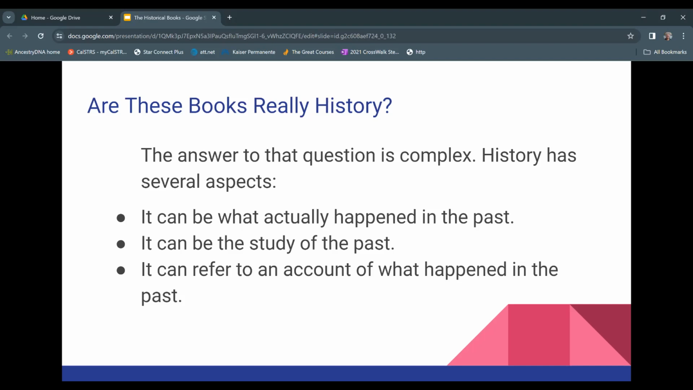When we look at history, we can say, is it really something that happened? Is it an actual event from the past? Or we can look at history and say, well, we're just reading this history book, we're studying it, we pick out a certain event, maybe we do a little research on it, and that's our history. And then we can refer to an account of what happened in the past, based on reliable sources if possible. So there's a lot of ways of looking at what history is.